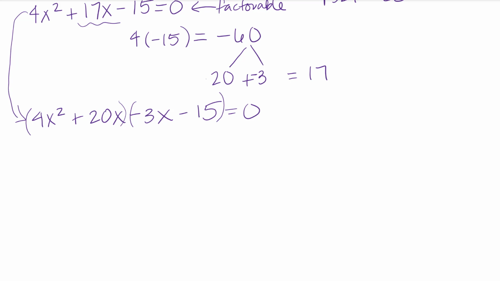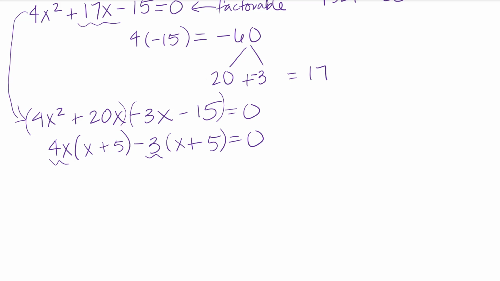So now I want to factor the first two and the last two. The first two have 4x in common, so you're going to extract that, and then you're left with x plus 5. The second two have minus 3 in common, so you're going to extract that, and then you're left with x plus 5 here.